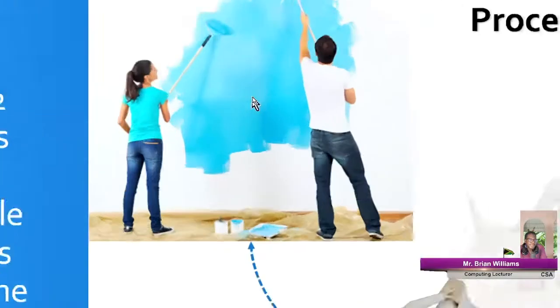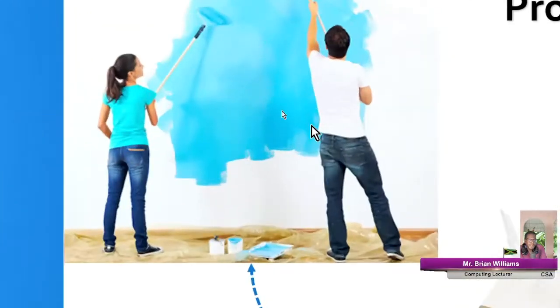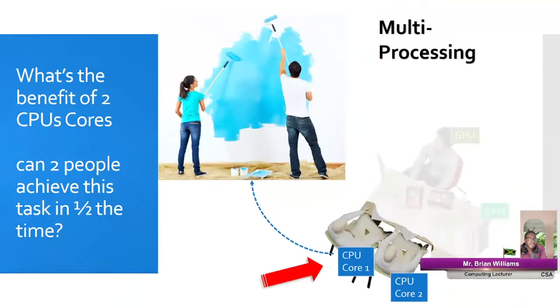Let's look at this picture, for example, right? These 2 persons painting this wall. So I don't know. Tanya, you there, Tanya? If 2 persons are painting this wall, technically they can get the job done in half the time.